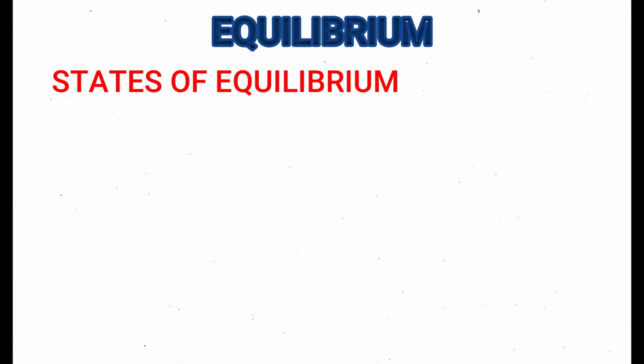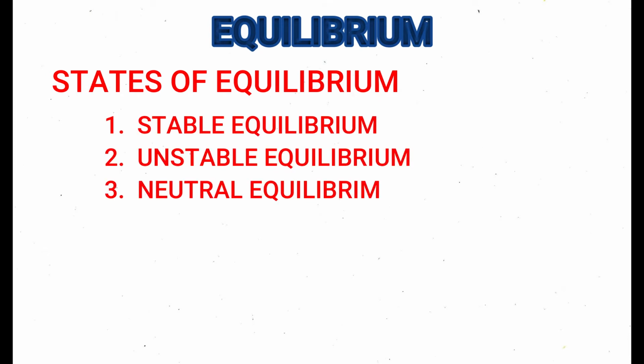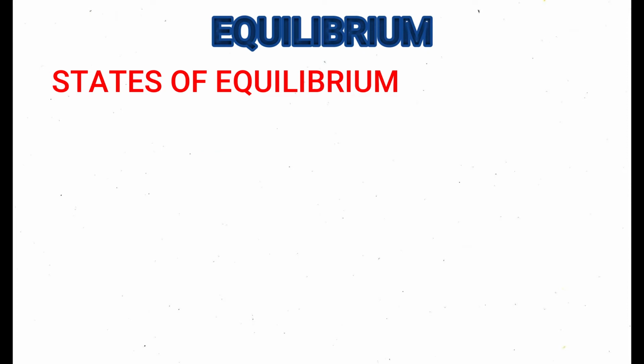Today our topic is the states of equilibrium. Students, there are three states of equilibrium. Their names are number one, stable equilibrium, unstable equilibrium, and neutral equilibrium. Firstly, we will discuss stable equilibrium.